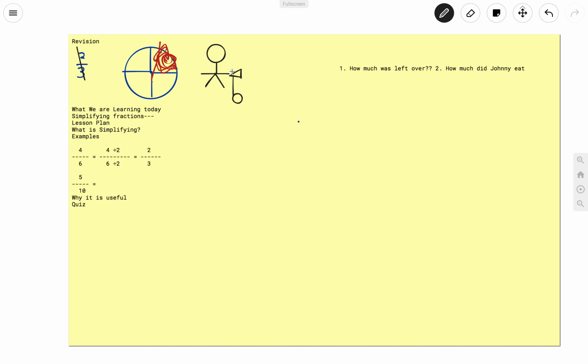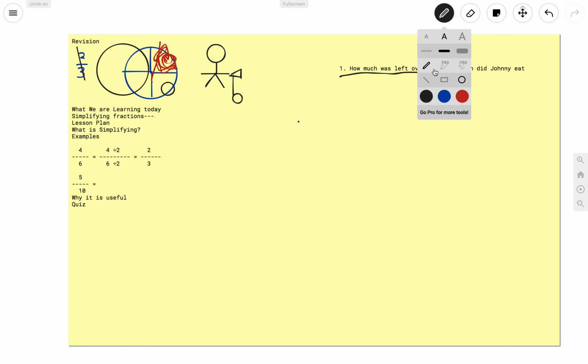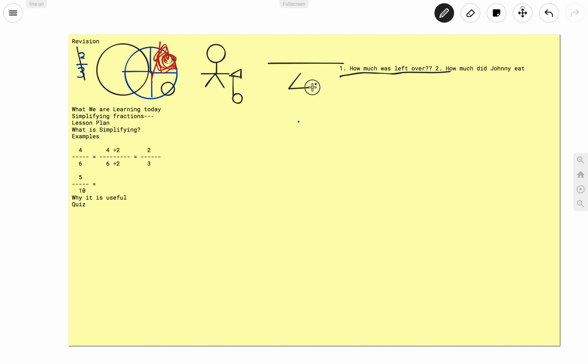From last week's knowledge, we know that Johnny ate that, first of all, first question, right? What's left over? We know that those two, and that one's left over. However, not that one. So, remember how to write a fraction. How much there are total. In this case, it's 4.